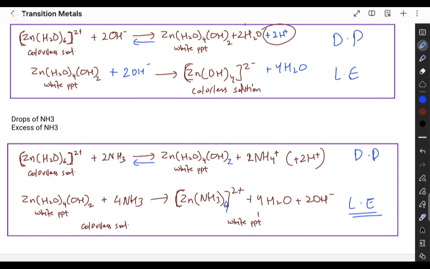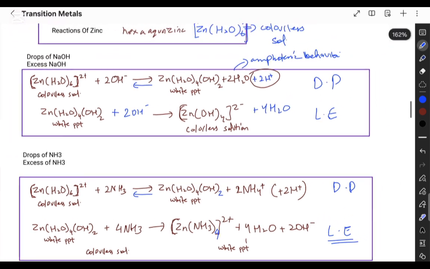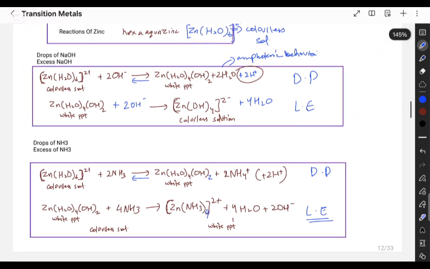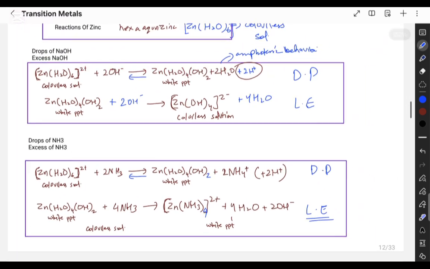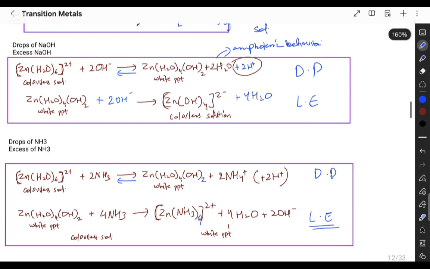Okay, so the key thing here is that precipitates never have a charge, and for zinc, zinc and I think chromium are the only two that give some sort of reaction when you have excess NaOH, right? So you have to memorize this. So keep these in mind.